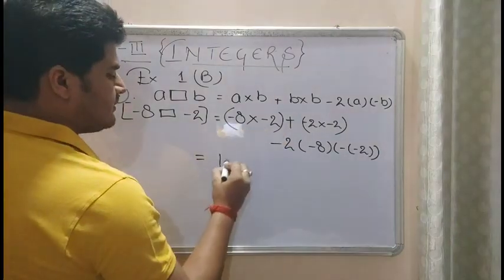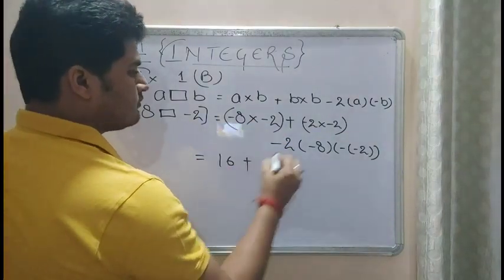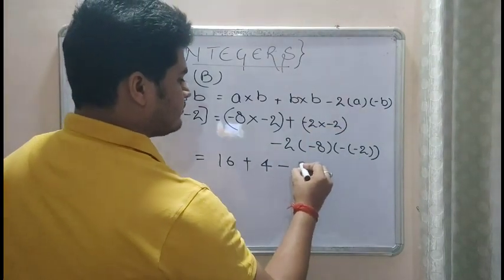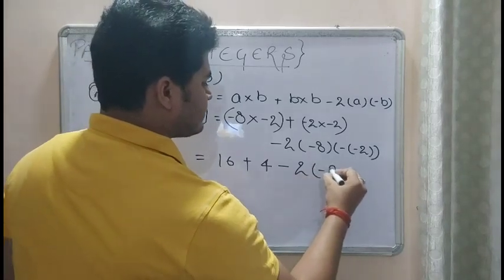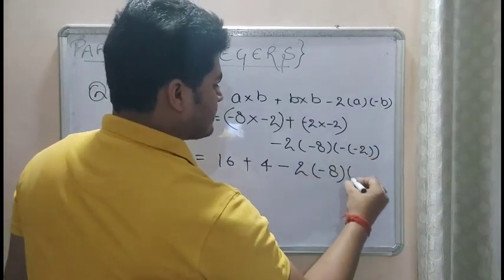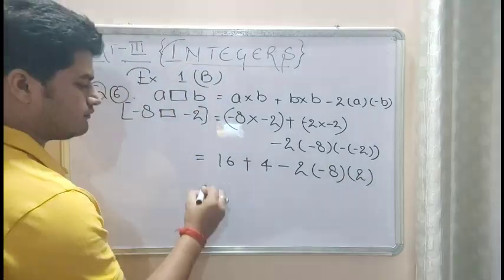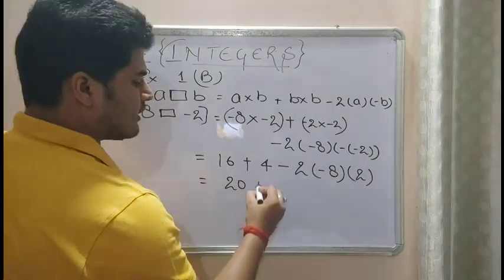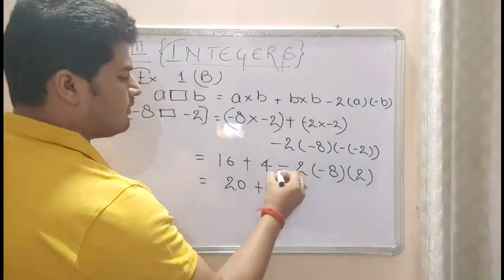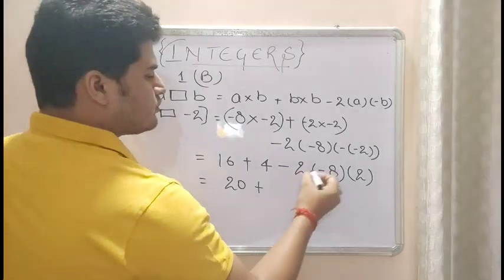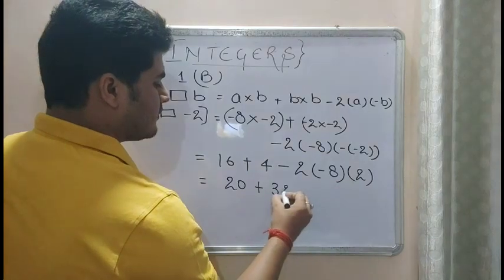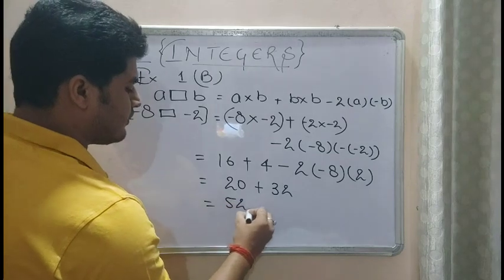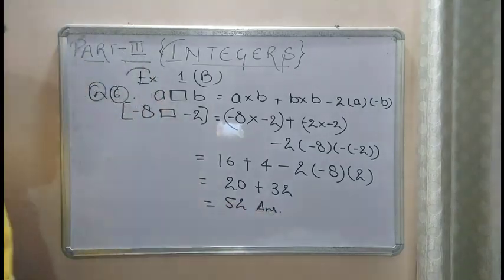So 8 2s are 16, minus minus plus. 2 2s are 4, minus minus plus, minus 2 minus 8, minus minus is going to be plus, so write plus 2. 16 plus 4, 20, minus minus minus again plus, this minus is going to come out and multiply with this minus sign, make it a positive sign. So 2 2s are 4, 4 8s are 32. 20 plus 32 is going to give you 52. So 52 is going to be the answer.